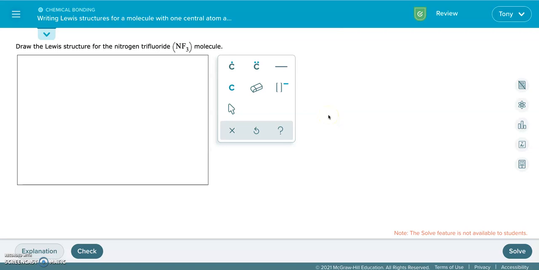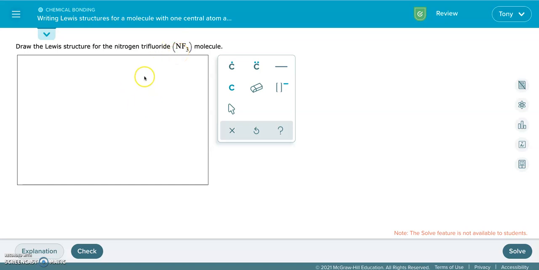This is an ALEKS topic called writing Lewis structures for a molecule with one central atom and no octet rule exceptions. All that is telling us from the very beginning is that we do not need to worry about anything with an expanded octet. So all of the different atoms in our molecule are going to obey the octet rule. Nothing's going to have 10 or 12 valence electrons around it. It's just going to follow the octet rule. So definitely a good thing to keep in mind.